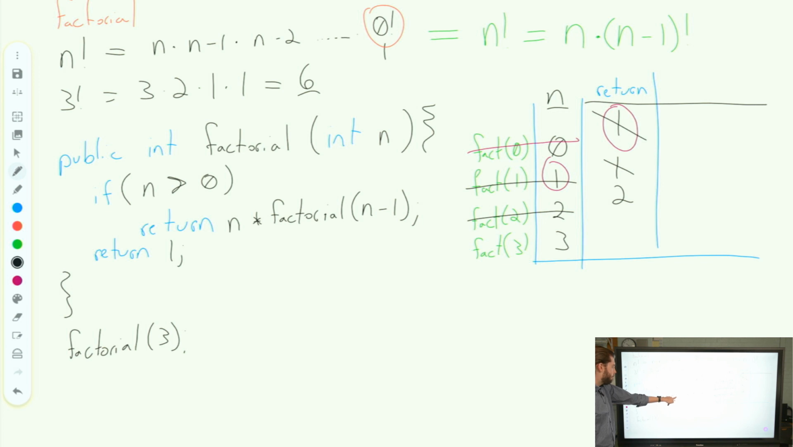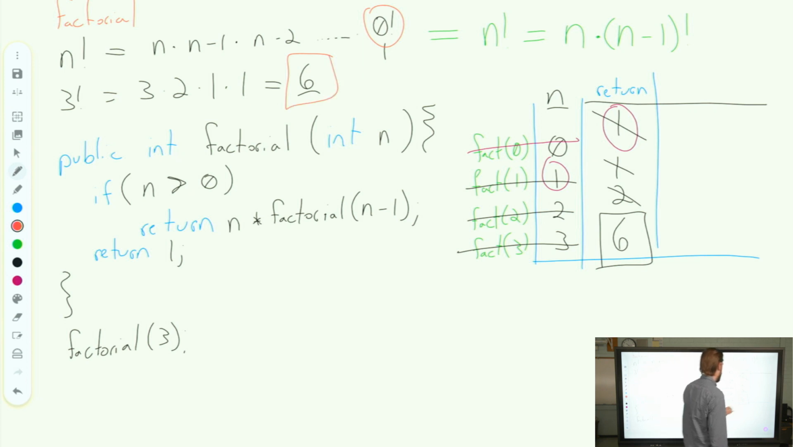Finally, I am here at n times factorial of n minus 1 in factorial of 3. My n is 3. My return from the previous method call is 2. So I multiply 2 times 3, and I get a final return value of 6. The 2 is now gone. Factorial of 3 is done. And my final answer is 6, which, thank goodness, I did it right and I didn't mess up. 6 matches 6, and we get our answer.